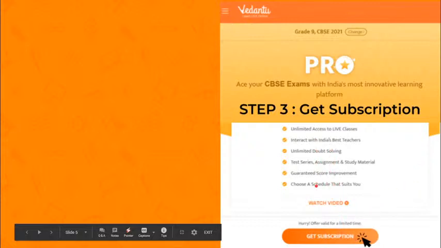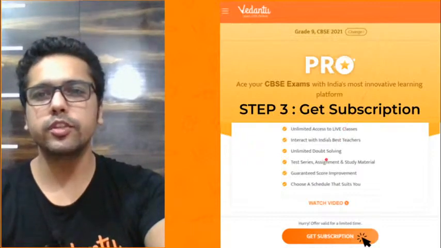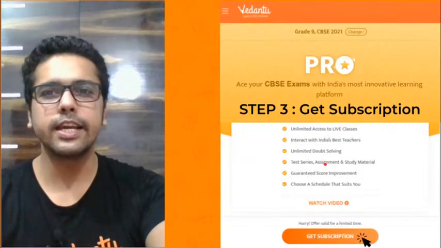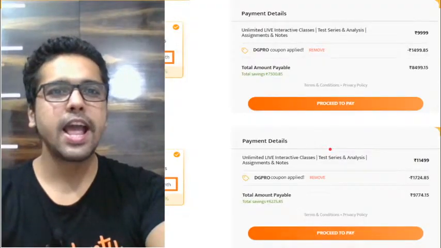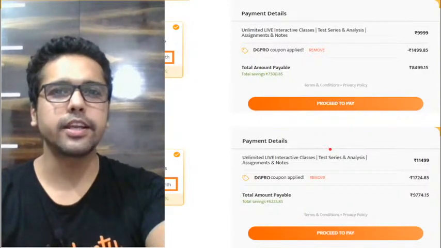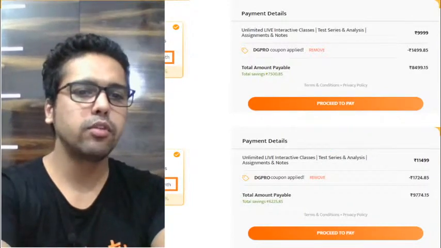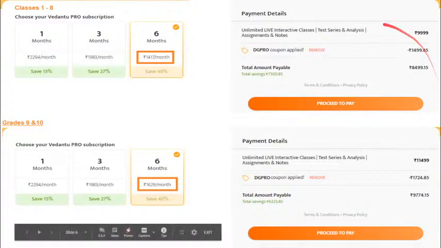Just before you click on get subscription, you get all these benefits here. All the features and benefits are highlighted here, you see, that's in the pro subscription. And look at this, the next screen is again a full screen. So check all the information here.